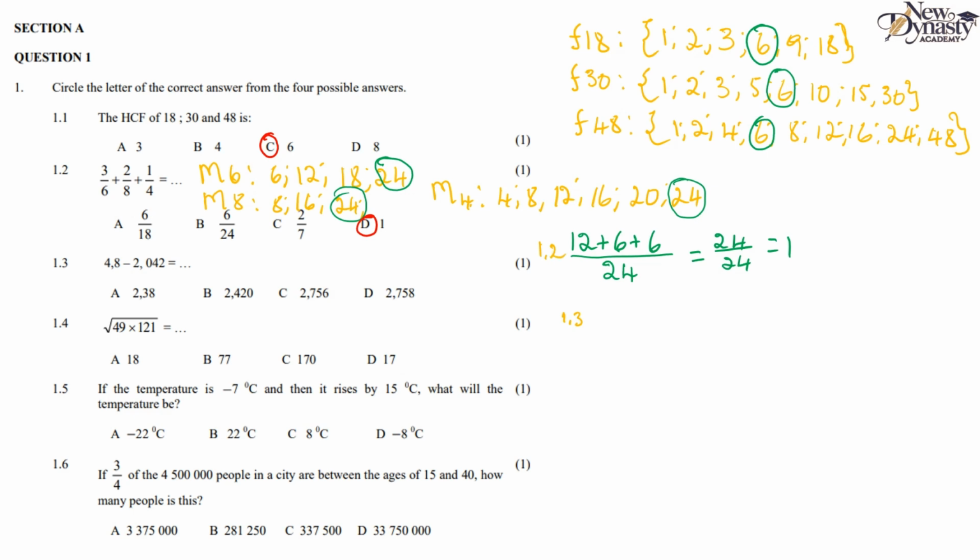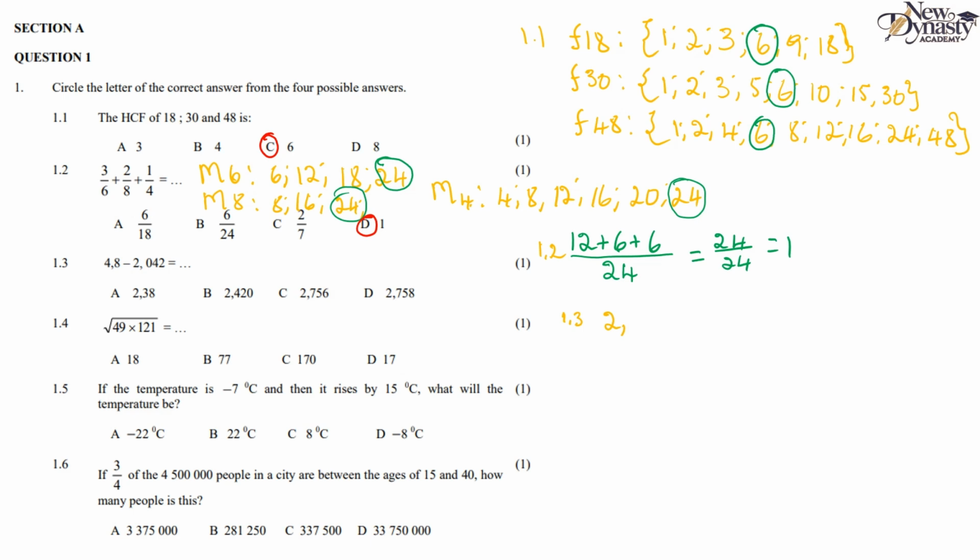Anyway, in 1.3, you first subtract the numbers before the decimal point. That is 4 minus 2, then you get 2. So that is the first one, then you put a comma. Then the next one, how do you subtract the next one? This is how I do it.